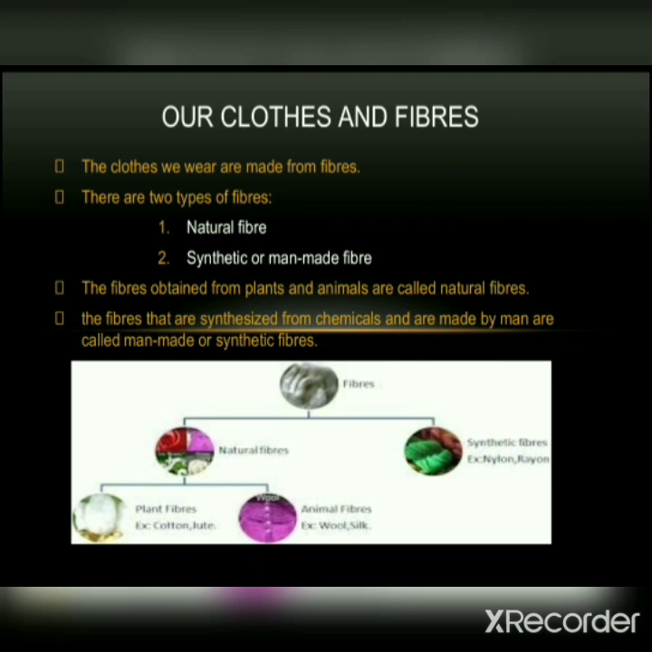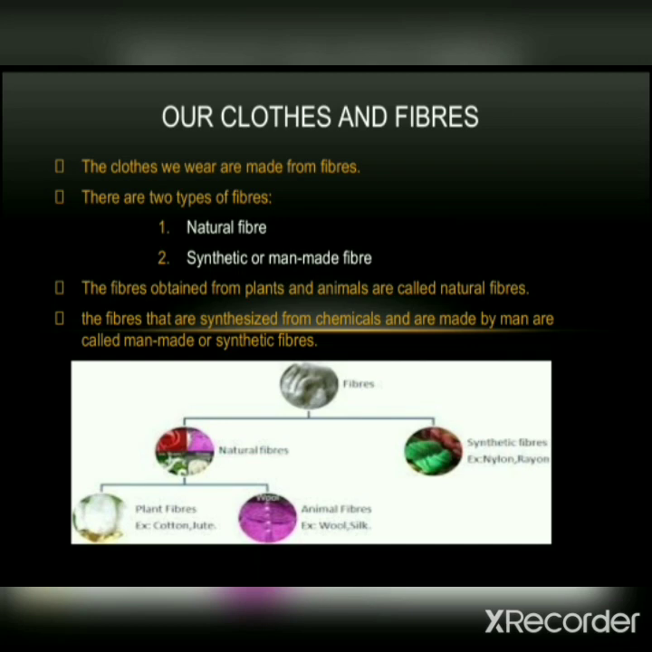So, these clothes are made from fibers, and the fibers are classified into two, that is, natural fibers and synthetic fibers. The fibers that we obtain from plants and animals are known as natural fibers. Some of the examples are cotton, wool, silk, jute, etc.